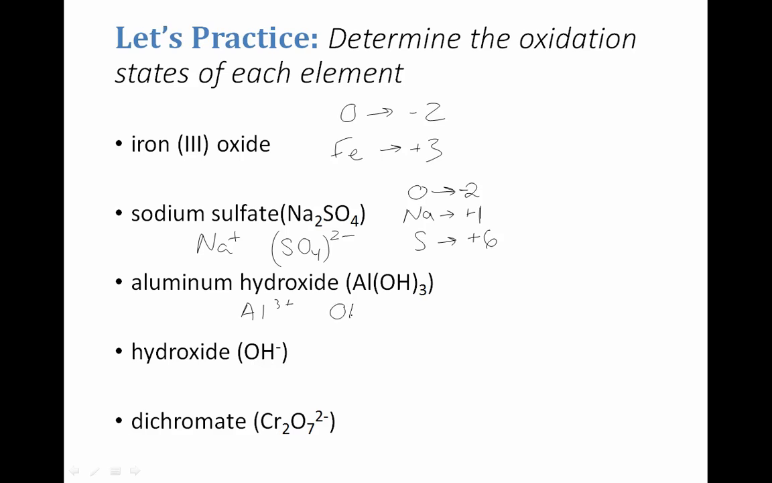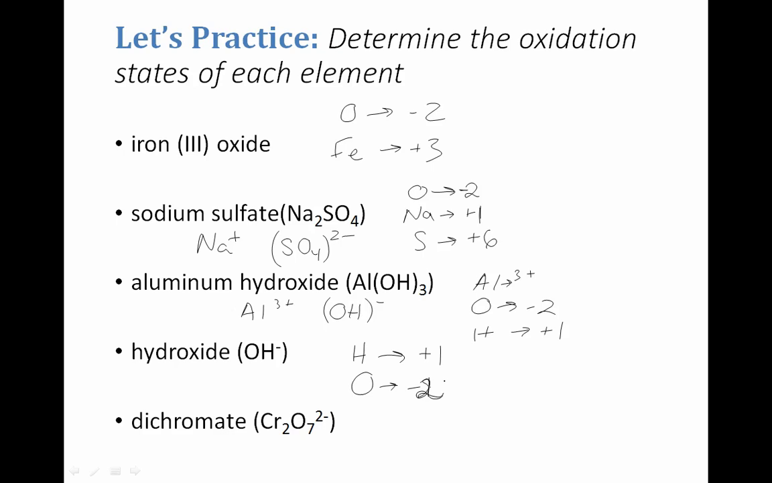Aluminum hydroxide, once again, don't forget your common sense. Aluminum 3 plus, hydroxide, negative 1. So, aluminum plus 3, oxygen minus 2, hydrogen plus 1. Hydroxide, this one is easy. Plus 1, oxygen minus 1, whoops, minus 2, excuse me.